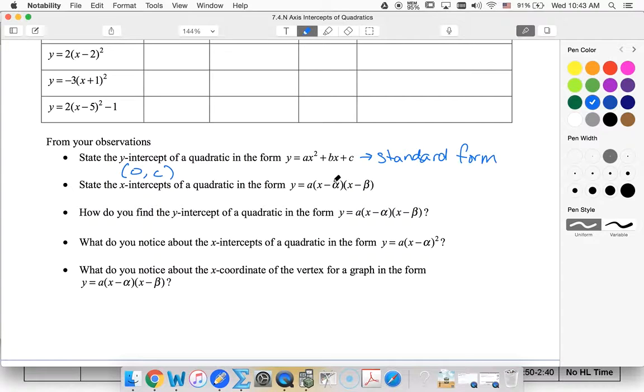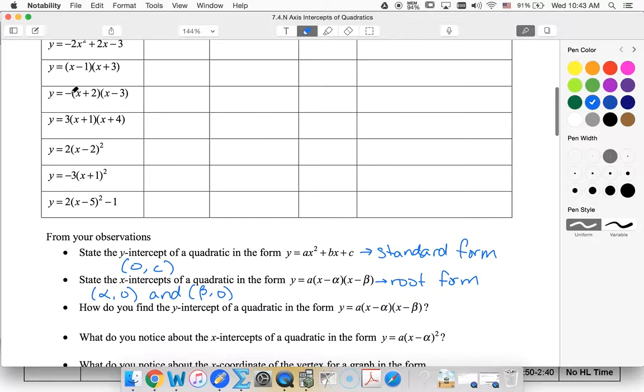If I'm in factored form or root form, then this tells me my x-intercepts, and they're always going to be alpha and beta. Notice the signs are opposite. So for example, when I look at this one, my x-intercepts should be (-2, 0) and (3, 0). I don't see a C value here, so to find the y-intercept, I just plug in x equals 0.